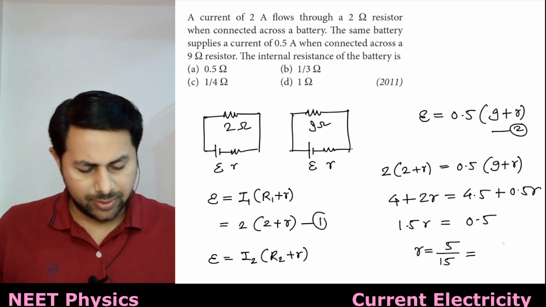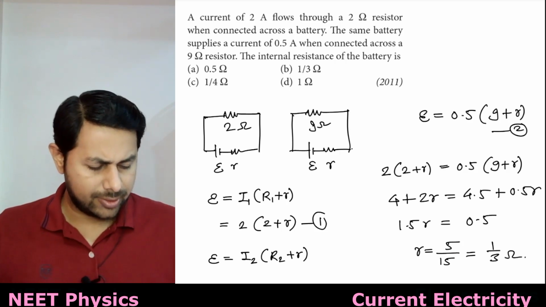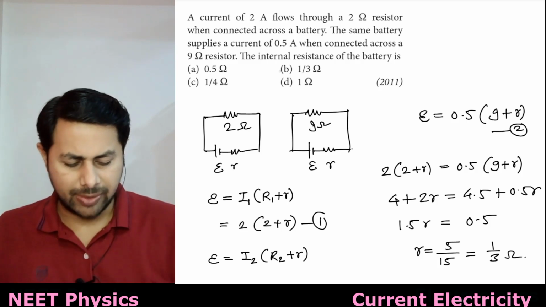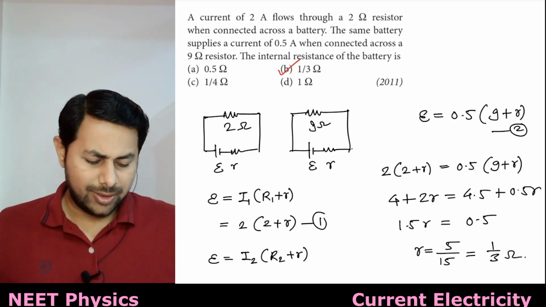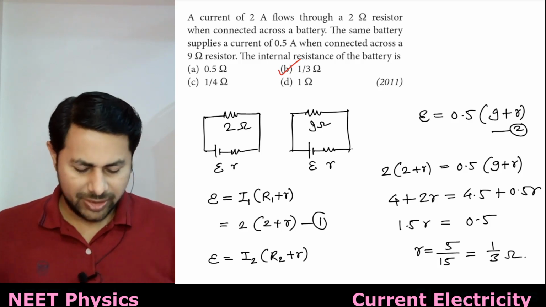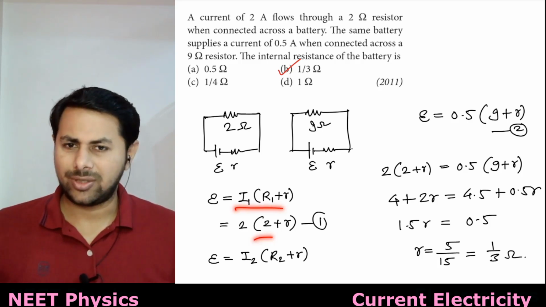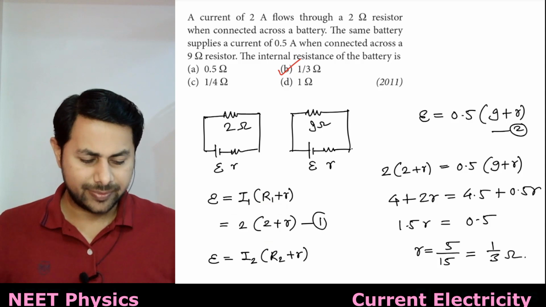Okay, so that's 1 by 3. So the answer is 1 by 3 ohm, right? So again we just have to compare two equations and solve this. So this is also simple.